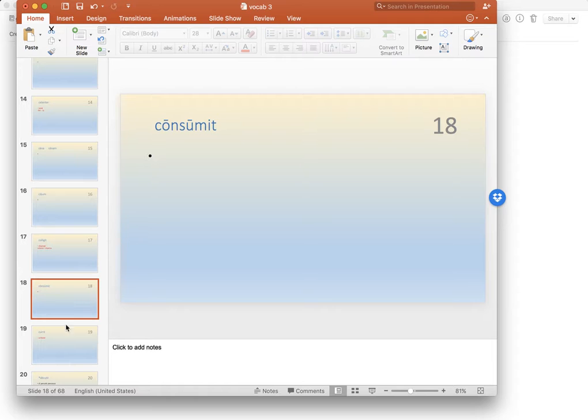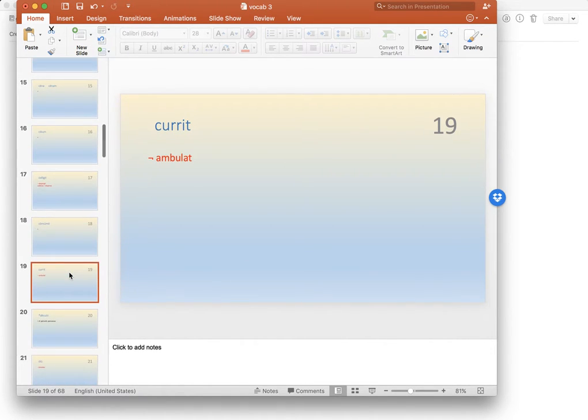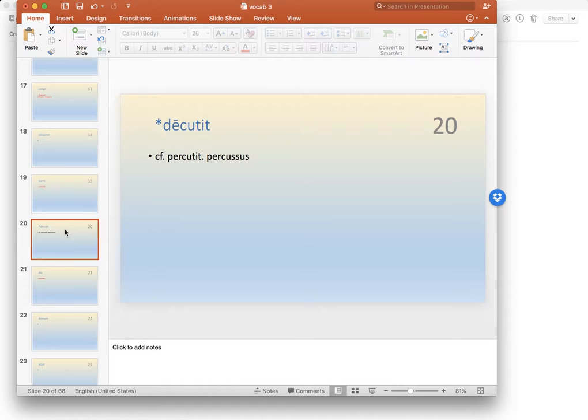Consumit, consumes, eats. Currit means runs. The opposite is ambulat, as we had before. Decutit means strikes, like our word percussion, but that's only in this lesson. Diu means a long time. The opposite would be breviter, for a short time, or shortly.